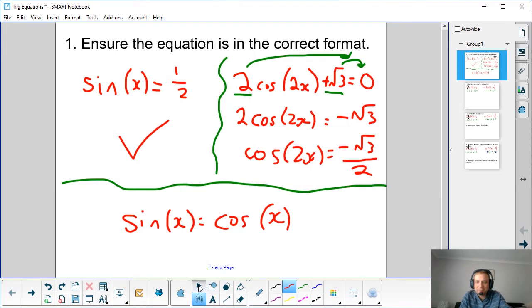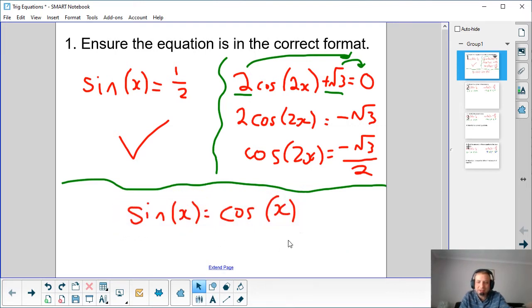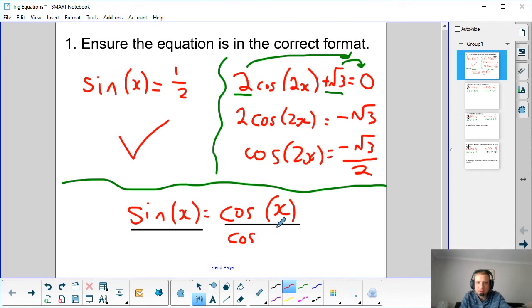A special case, and one that often pops up in assessments, is having sin x on one side and cos x on the other side. That's no good. If you forget how to deal with this, the technique is to divide both sides. What we do is we divide both sides by cos x. This is just what you do when you see one that looks like this.